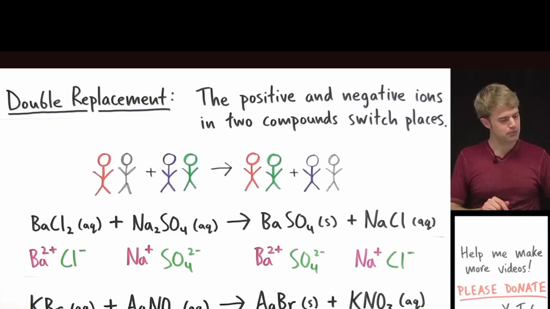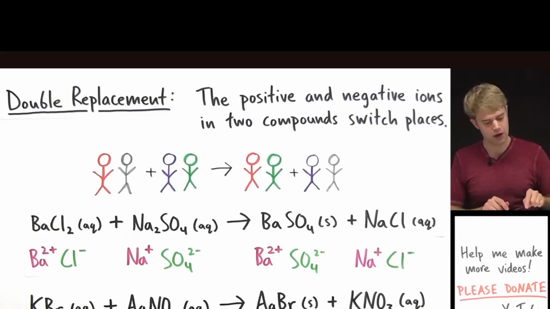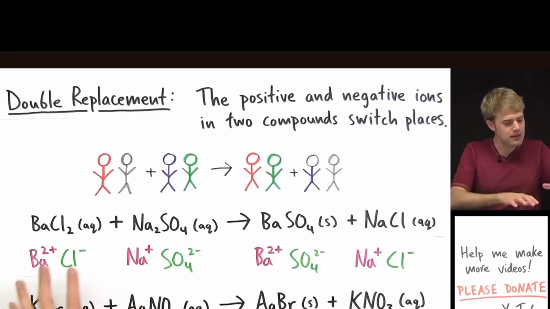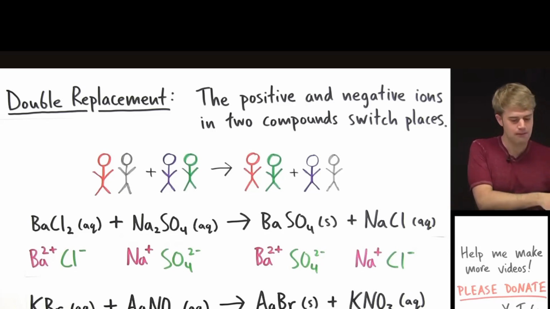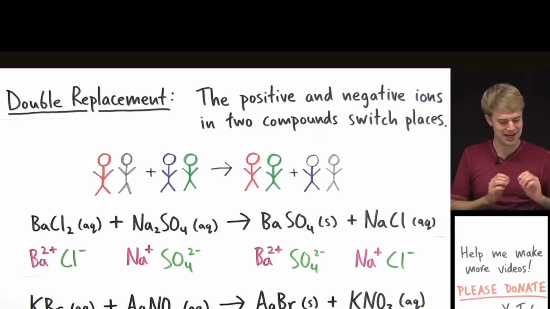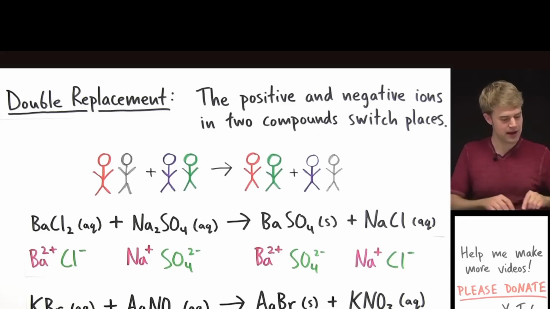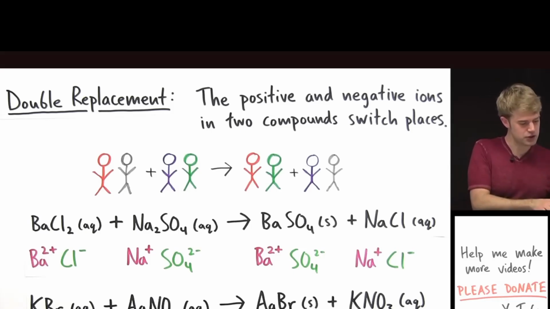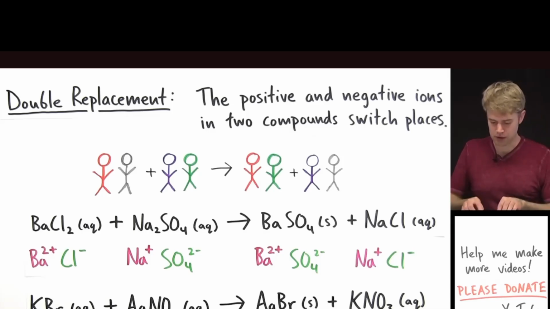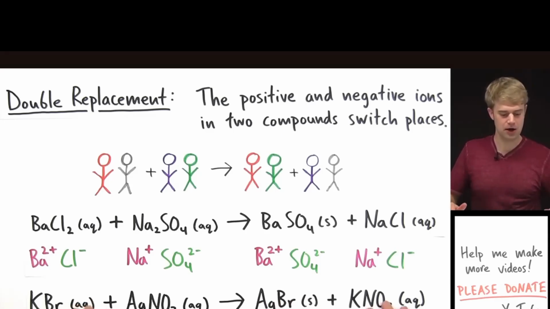We start with K+ and Br- paired together, and Ag1+ and NO3 paired together, and then they just switch the positive and negative. So K+ goes and finds the other negative ion, which here is NO3, K+ and NO3 end up together, and Ag1+, silver, looks for the other negative ion, which is Br1-, and Ag1+ and Br1- end up paired up together, making AgBr.